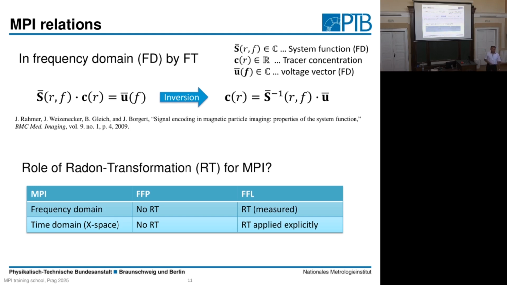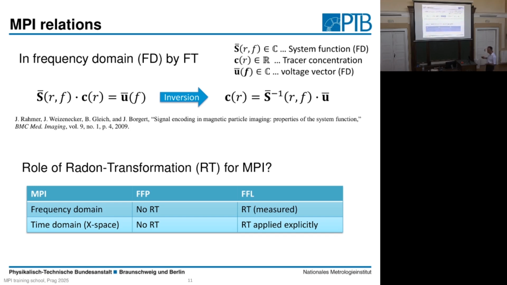But in the time domain, in x-space MPI, we can apply the Radon transformation explicitly. This means that before we solve this, we do not have to measure the equation system, the system matrix. We can set it up analytically like this. That's the difference.